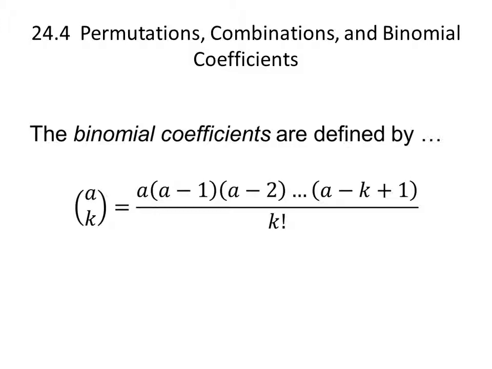You just depict it with that presentation and then calculate it with a times a minus 1 times a minus 2 all the way down to a minus k plus 1, then divide that by k factorial. And that's just called a binomial coefficient. And we've just developed the shorthand that it can be written as the parentheses a stacked above k. And you will again have this equation available in the equation sheet.